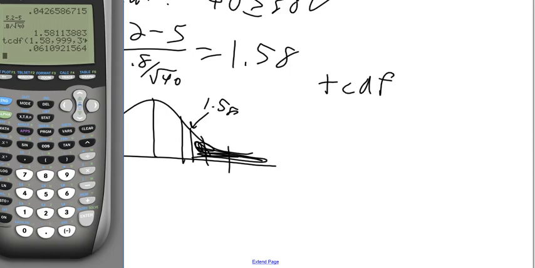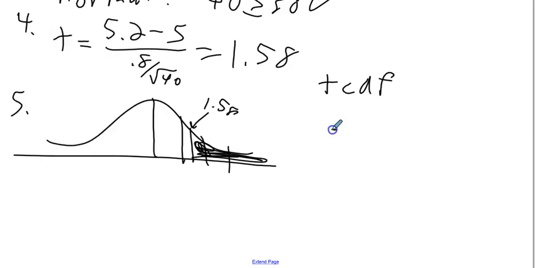0.061. Now, careful here. The 9 tells us to round that 0 up to 1. So we end up with 0.0611. That is our p-value. We're done. We're ready to write our statement.